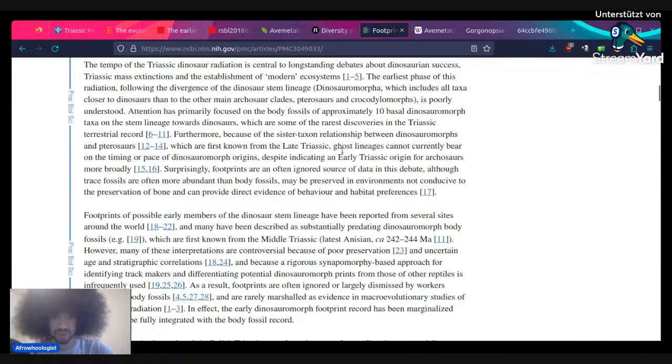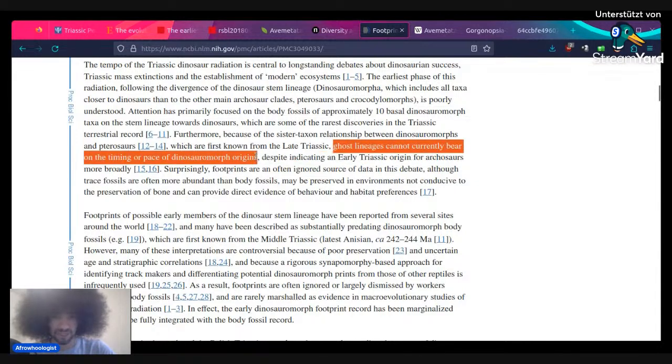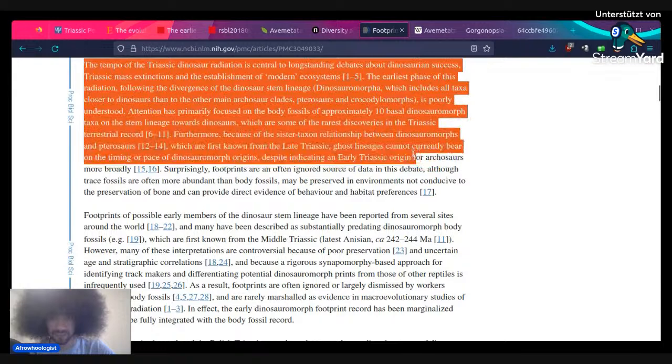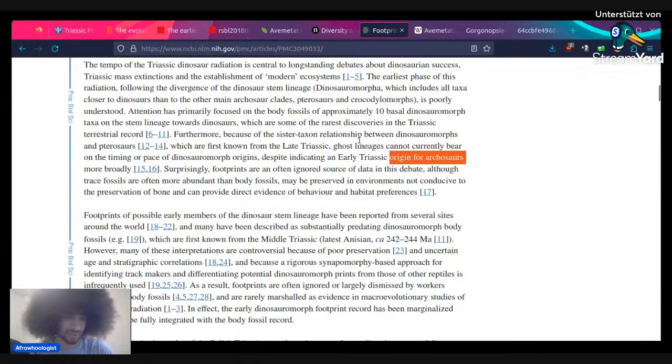So they assume they have ghost lineages of dinosaur morph origins, assume they have an early Triassic origin, but there's no evidence for it. There's no origin animal for the archosaurs. There's no least common ancestor for the archosaurs.